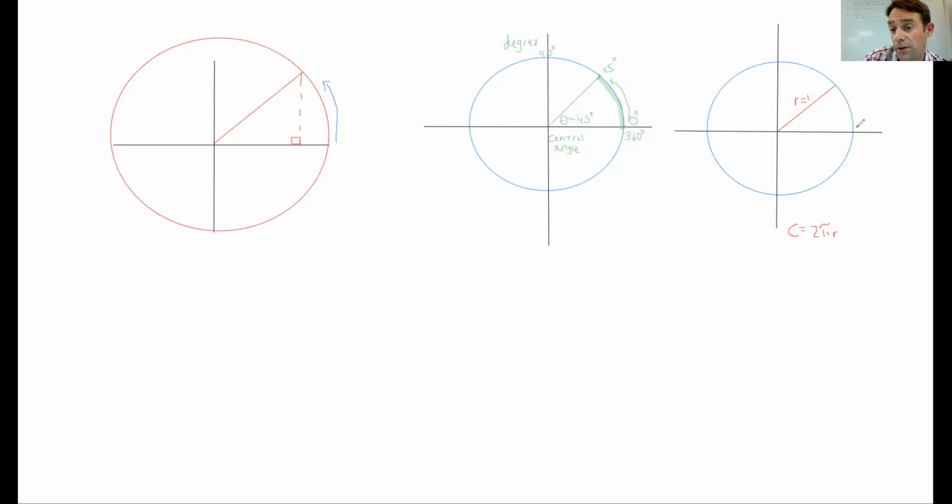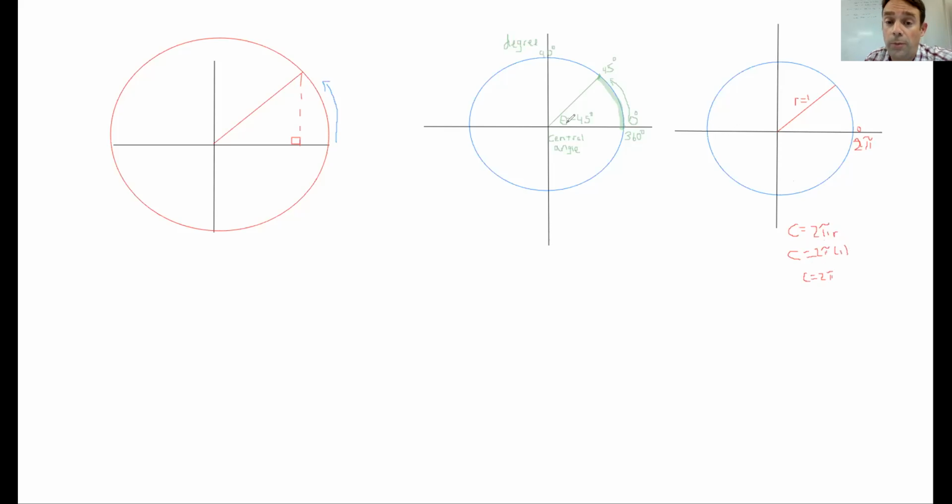So if I started right here and I didn't go anywhere, my arc length would be 0. But then as I go all the way around with a radius of 1, my circumference, or the entire arc length, would be equal to 2 pi times 1, which is 2 pi. This right here is like the sloppiest 2 of all time. There you go, 2 pi.